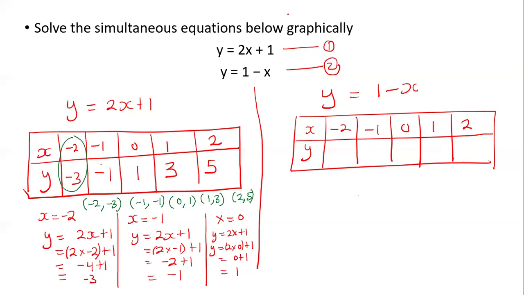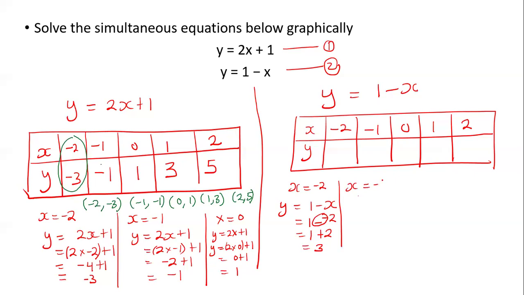So we shall say, when X is equal to -2, what do I get as my Y? We have Y is equal to 1 minus X. Where there is X, you put -2. So I'll say 1 minus -2, which will give me 1. A negative and a negative yield a positive, plus 2, which will give me a 3. After that, I go to the next one.